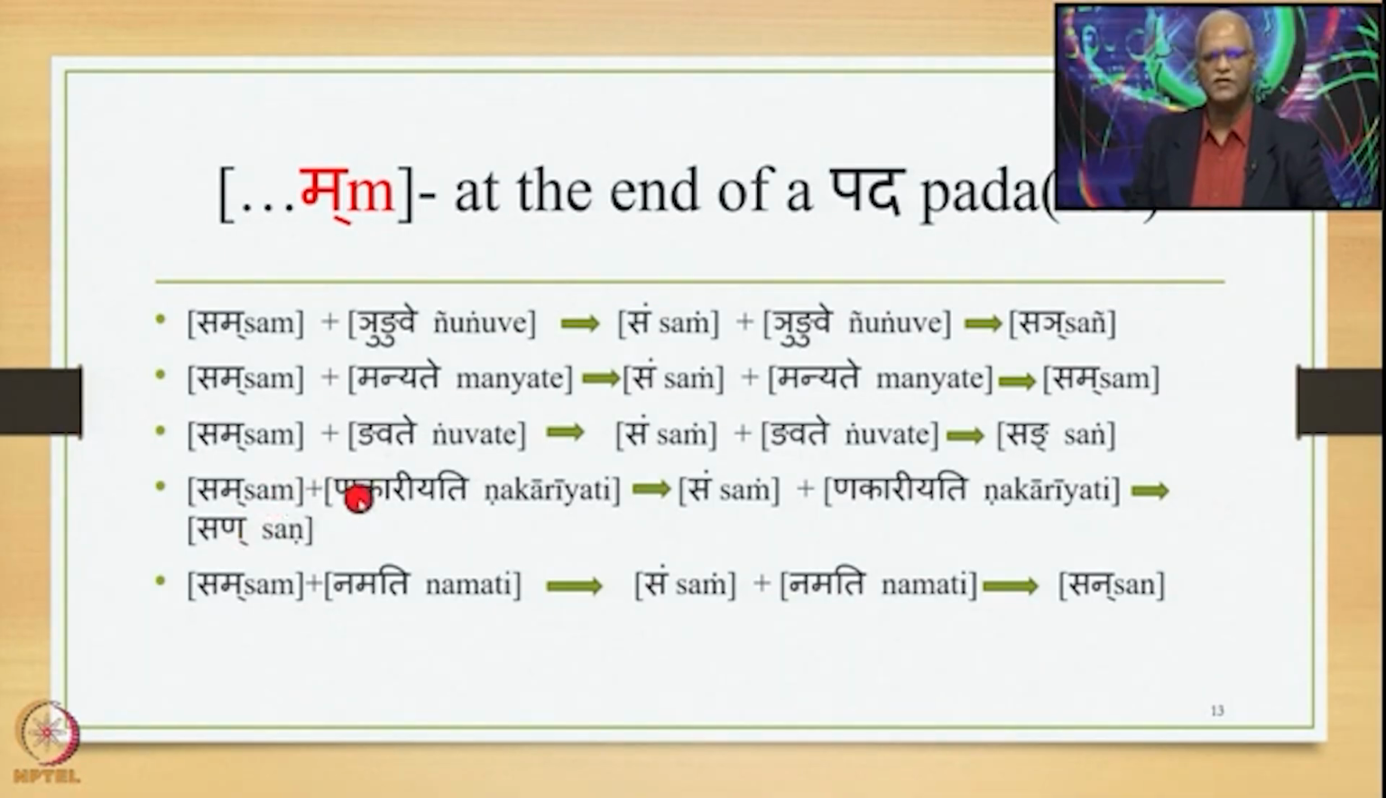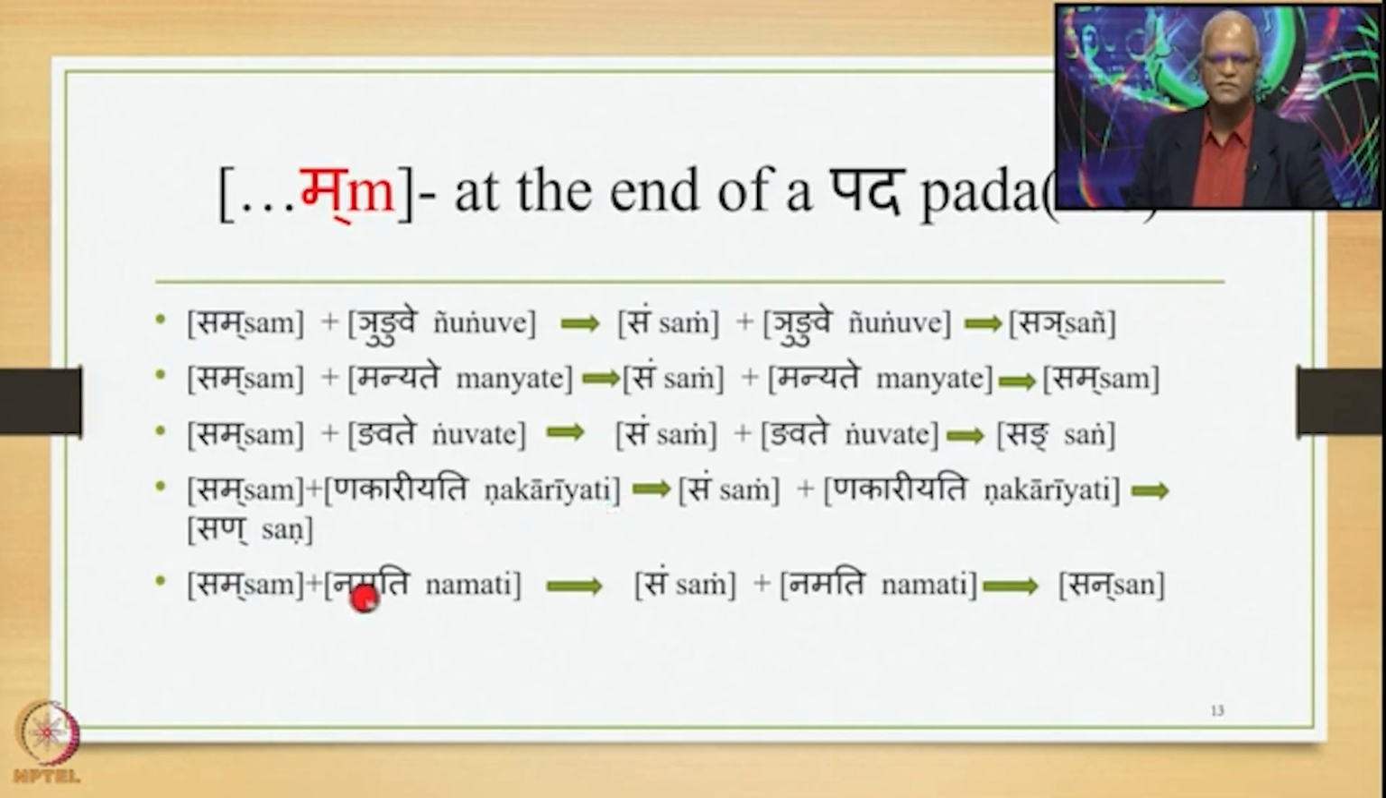Then we have sam plus nakariyati, and here also m gets substituted by an anuswara by the application of 8323, and so we have sam nakariyati, and then this anuswara gets substituted by the nasal parasavarana by the sutra 8459, and so we get the output in the form of san and nakariyati, san nakariyati.